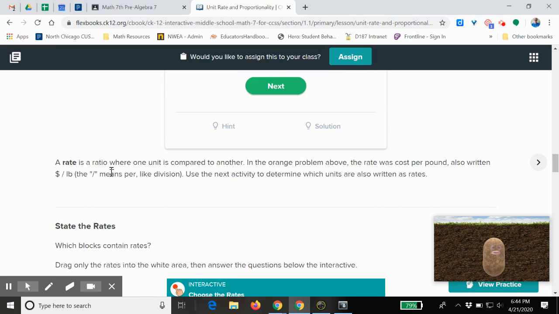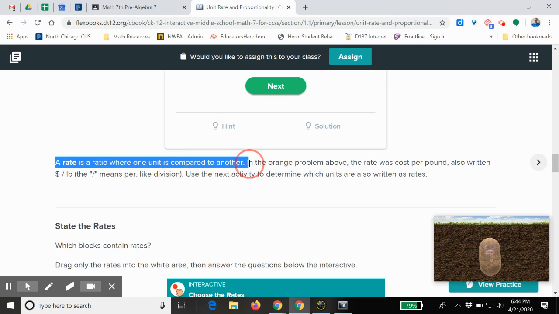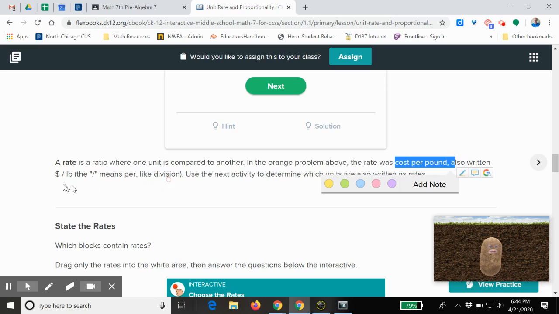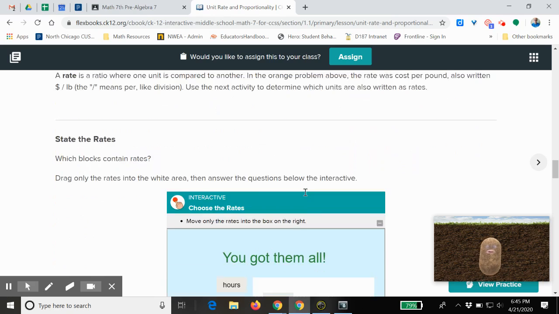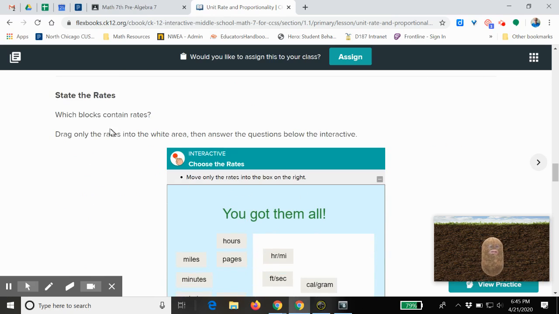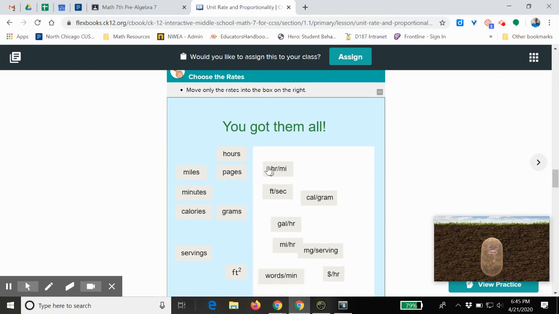So a rate is a ratio where one unit is compared to another. Above, the rate was the cost per pound written as dollars per pound. This hyphen means per, kind of like division, okay? So we're going to determine which units are written as rates, right? So how do we write them as rates? So I've already done them here.